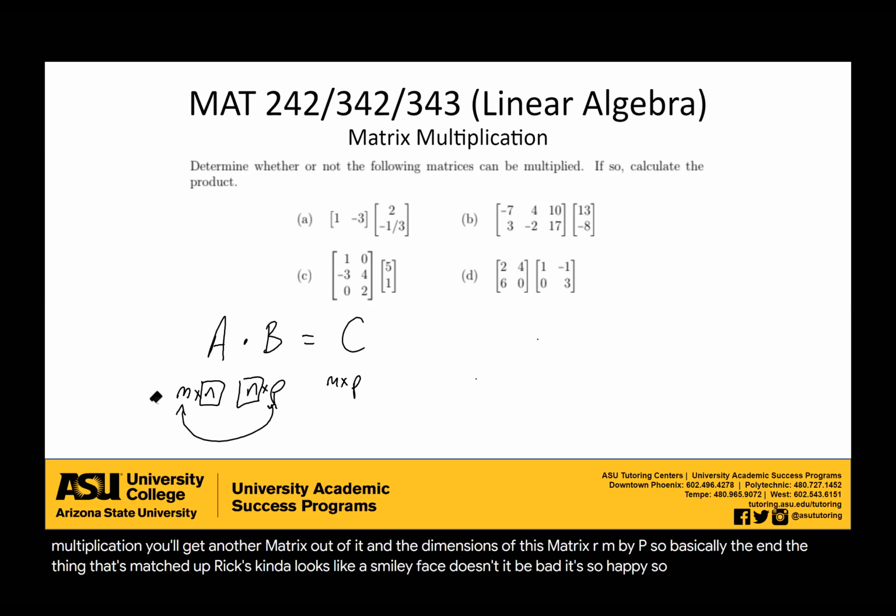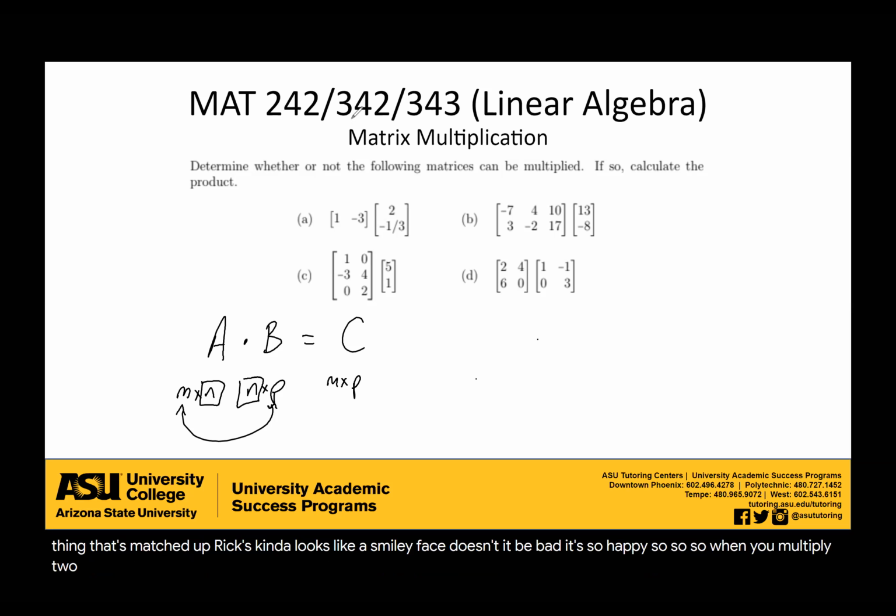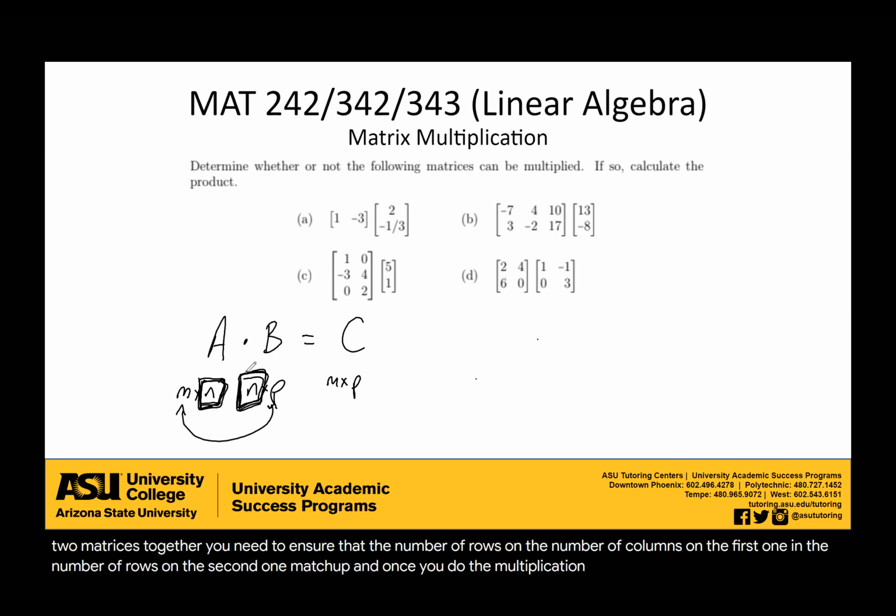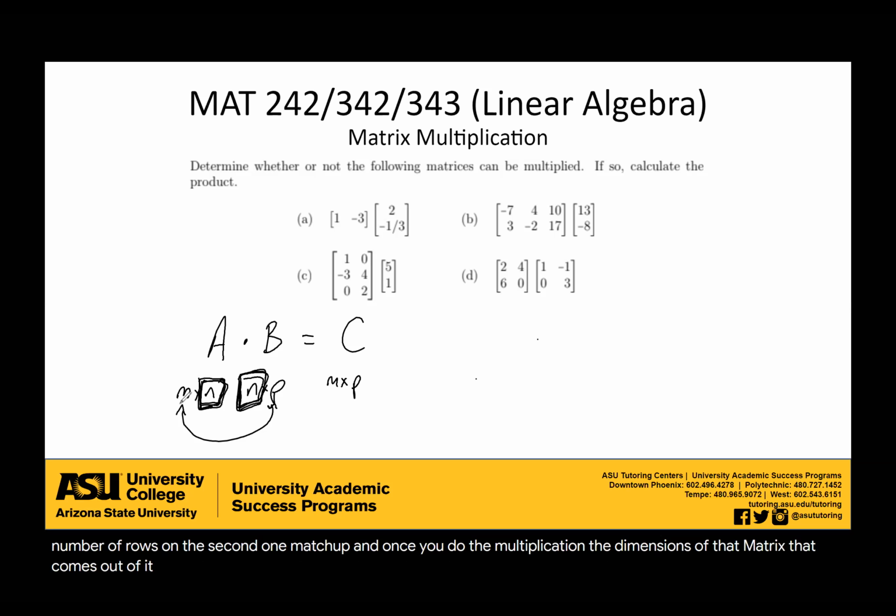So when you multiply two matrices together, you need to ensure that the number of columns on the first one and the number of rows on the second one match up. And once you do the multiplication, the dimensions of the matrix that comes out of it will be the number of rows of the first one times the number of columns of the second one. Okay, so that's the general rule for matrix multiplication.